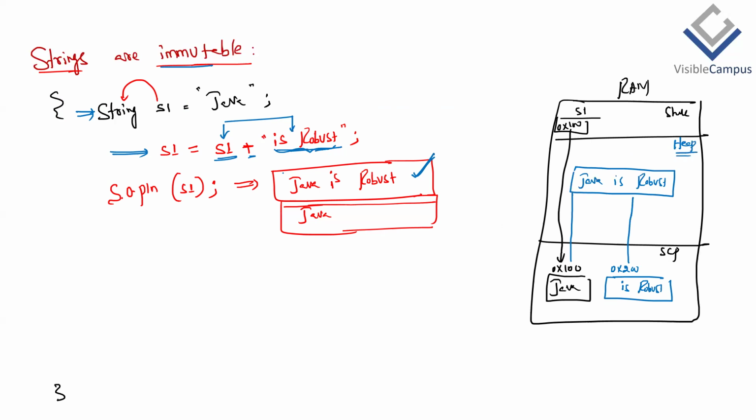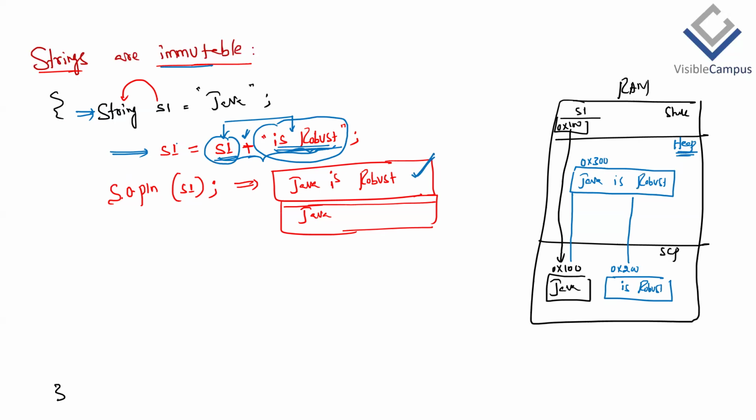Because this is executed at execution time, runtime, first the creation happens, then it takes this object and this object and merges them because of this plus symbol. That process will always happen. Any runtime process will happen in the heap memory in terms of object creation. That's why a new object will be created in the heap memory with the value "Java is robust". Since it's a new object, a new address will be generated.